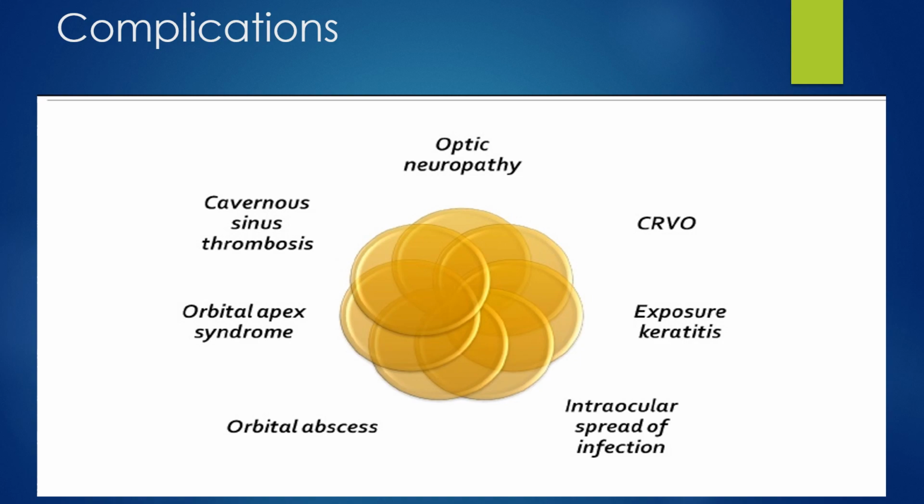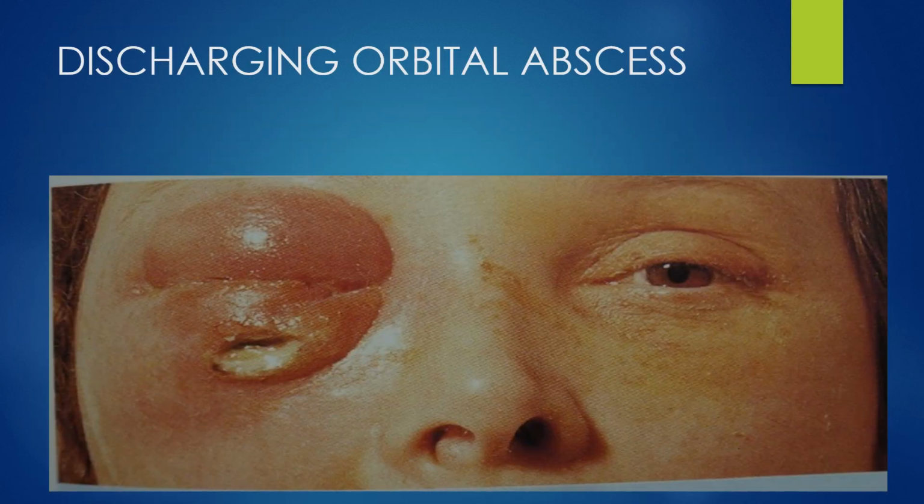The complications of orbital cellulitis may be optic neuropathy, central retinal vein occlusion, exposure keratopathy, intraocular spread of infections, orbital abscess formation, orbital apex syndrome, and cavernous sinus thrombosis. Sometimes the orbital abscess may discharge through the skin.